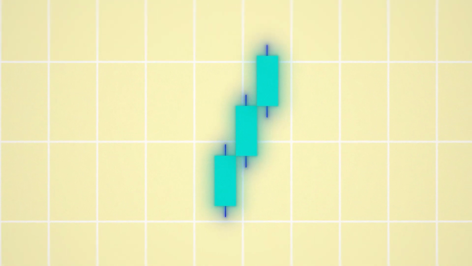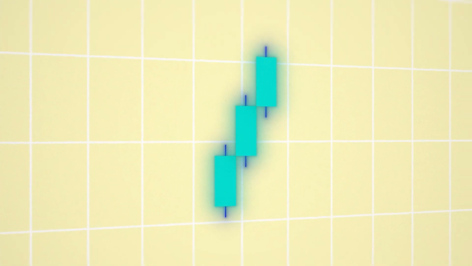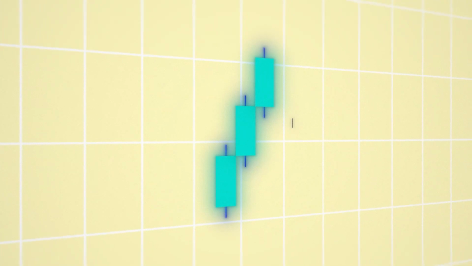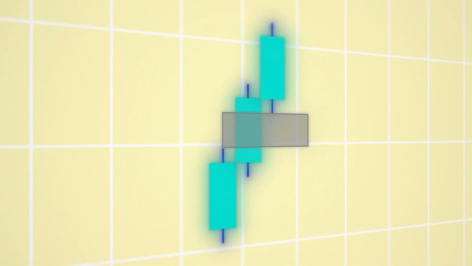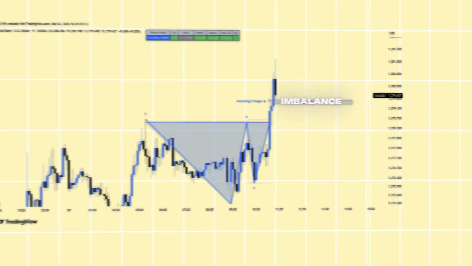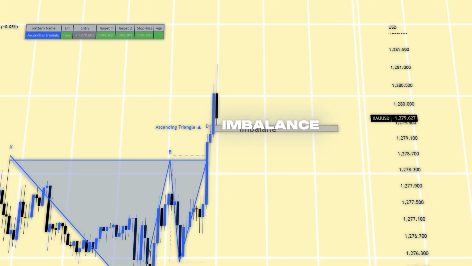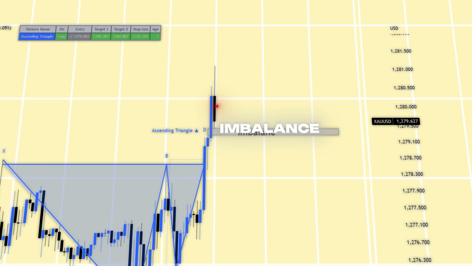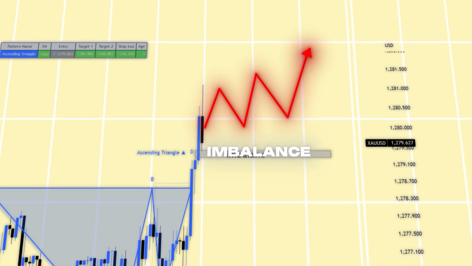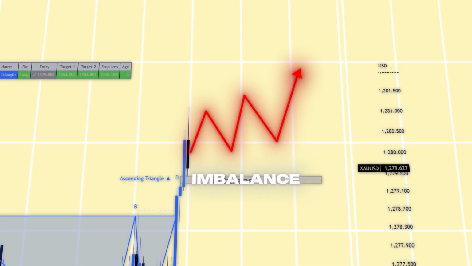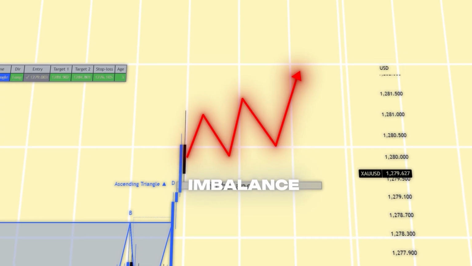For those who are not familiar, an imbalance is a 3-candle pattern where there is a price gap between the high and low of the first and third candles. This indicates that one side is ready to actively push the price in its direction. So, in the ascending triangle, confirmation for us is the formation of an imbalance within or above the equal highs zone. In the descending triangle, we want to see an imbalance form within or below the equal lows zone.